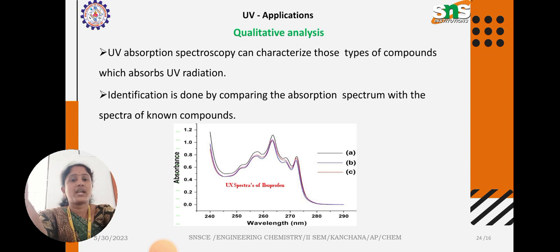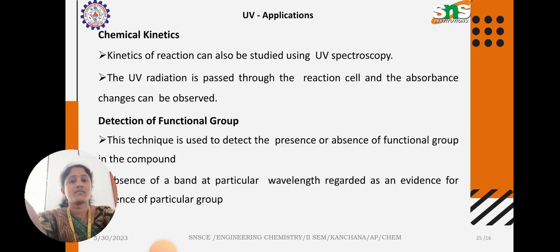And qualitative analysis. UV absorption spectroscopy can characterize those types of compounds which absorb UV radiation. Identification is done by comparing the absorption spectrum with the spectra of known compounds. Chemical kinetics. Kinetics of reaction can also be studied using UV spectroscopy. The UV radiation is passed through the reaction cell and the absorbance changes can be observed.